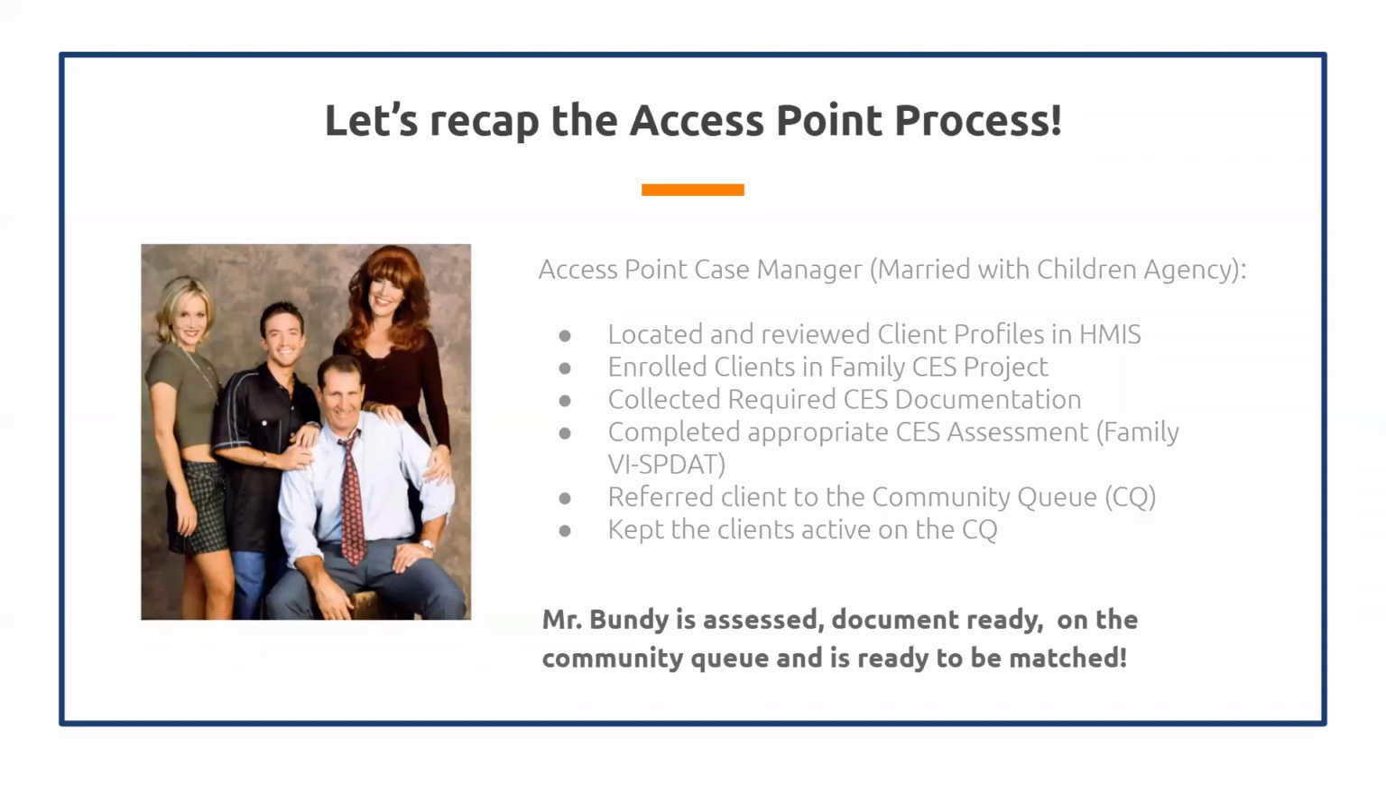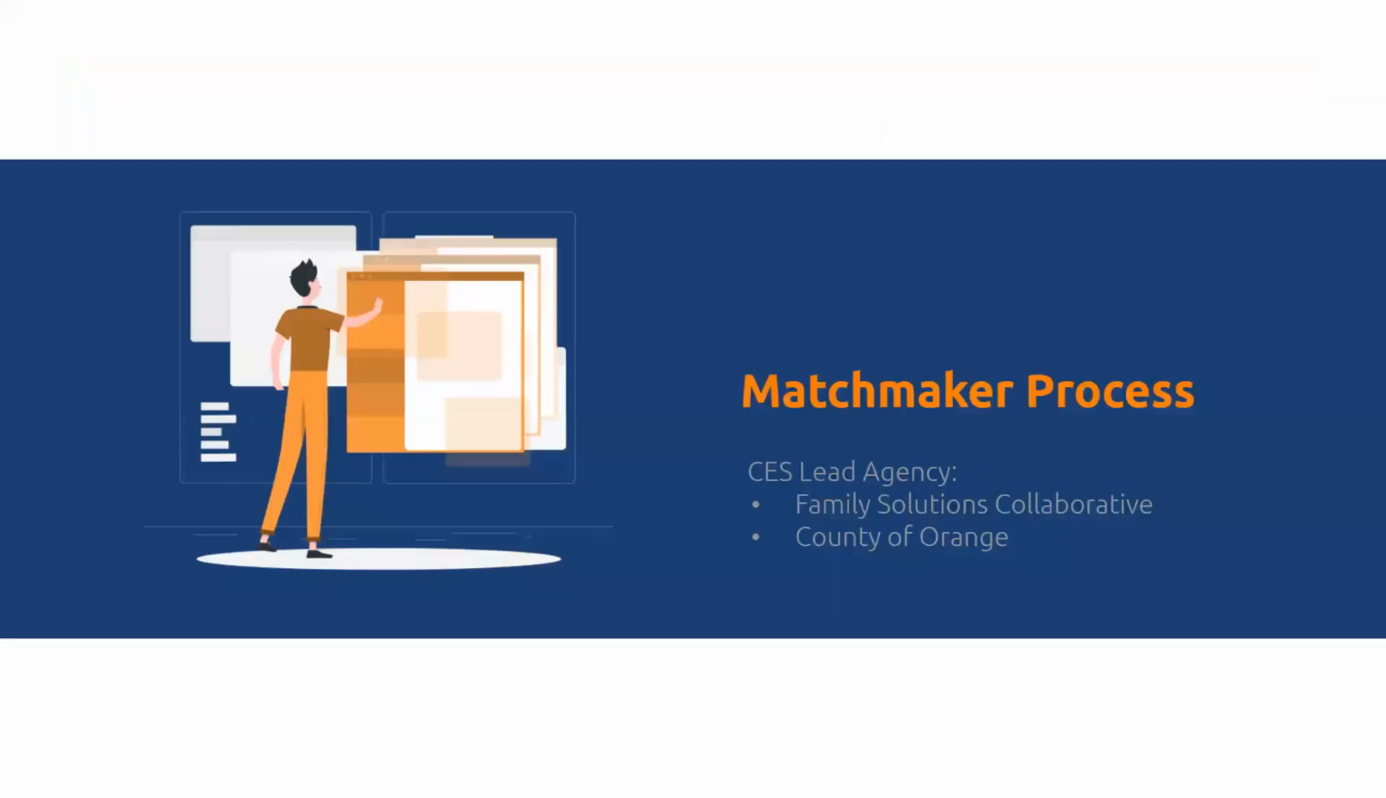You may also provide services to the household when they're enrolled. So at this point, Mr. Bundy and the Bundy family are assessed, document ready, and on the community queue, ready to be matched. So we're ready to move on to the Matchmaker process.